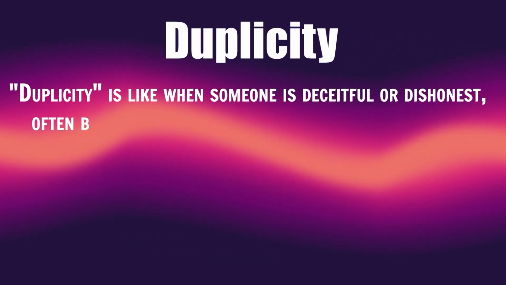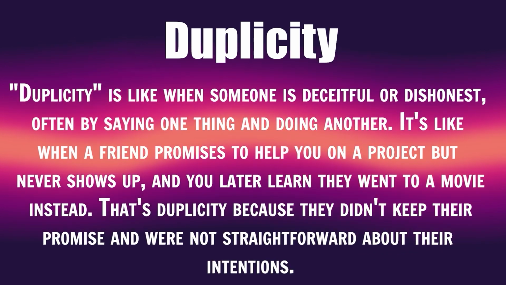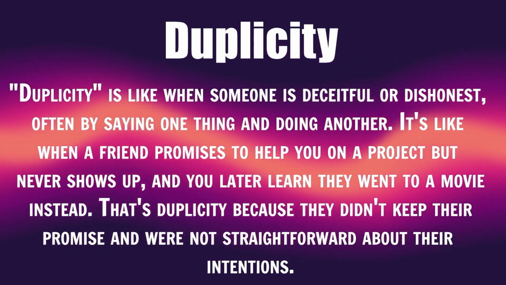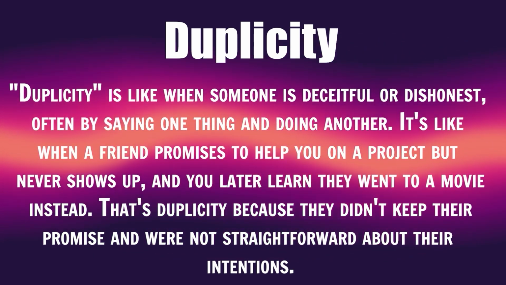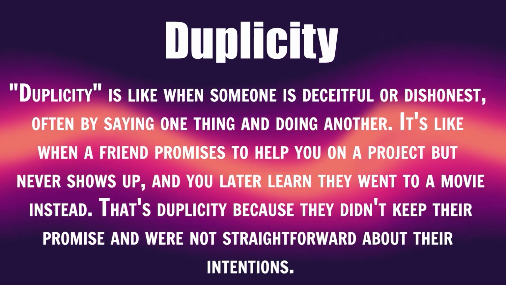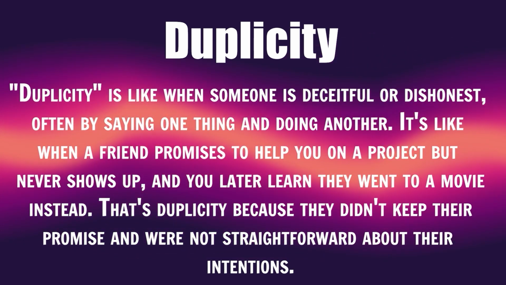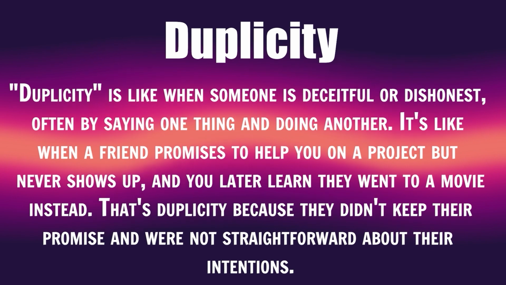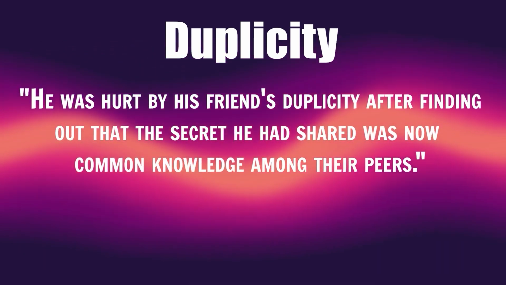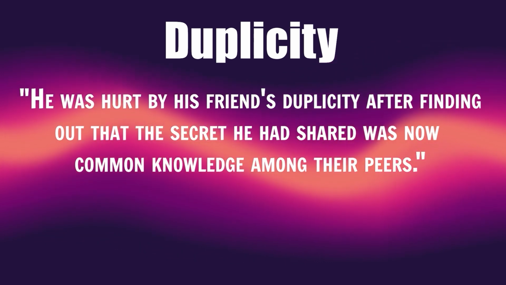Duplicity. Duplicity is like when someone is deceitful or dishonest, often by saying one thing and doing another. It's like when a friend promises to help you on a project but never shows up, and you later learn they went to a movie instead. That's duplicity because they didn't keep their promise and were not straightforward about their intentions. Here's an example sentence. He was hurt by his friend's duplicity after finding out that the secret he had shared was now common knowledge among their peers.